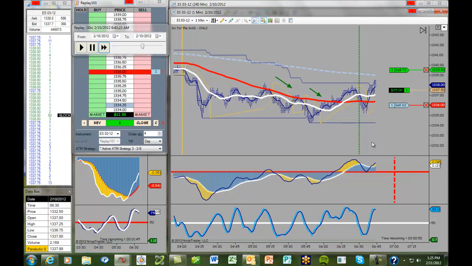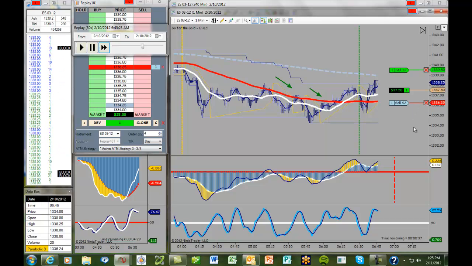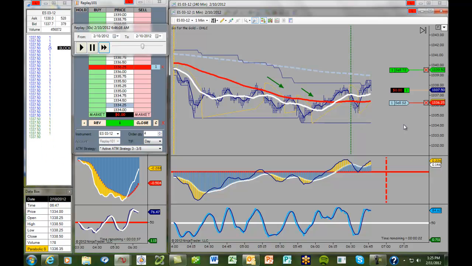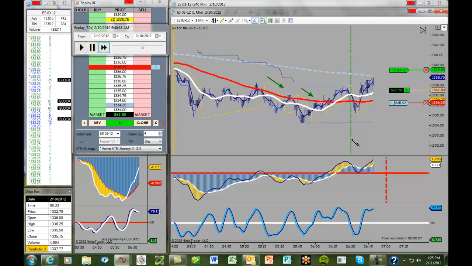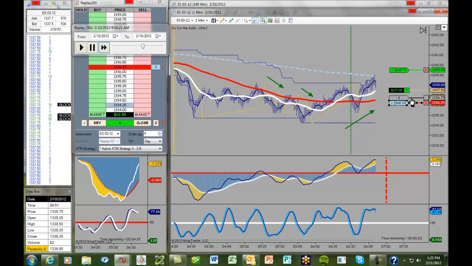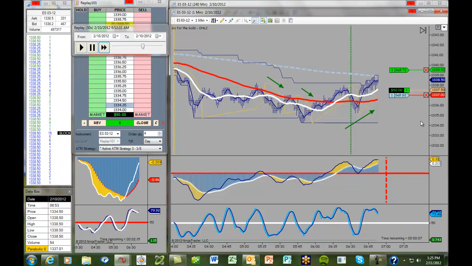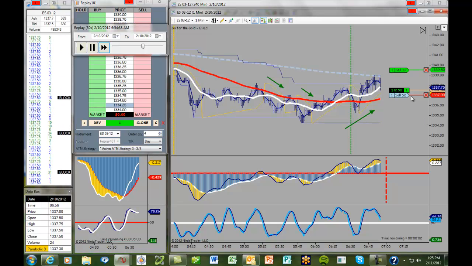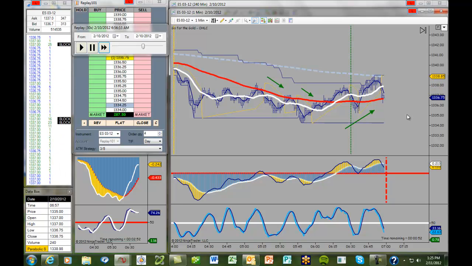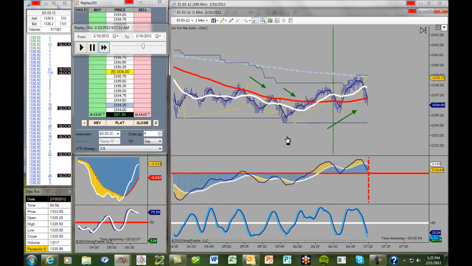Nope, took out the target, moved our stop, ended up right on the parabolic. We'll move it up a little bit. Going to hit that second target? Are we going to hit? Nope. Sell off. Okay, we're up to 287 now. Let's see what else happens.